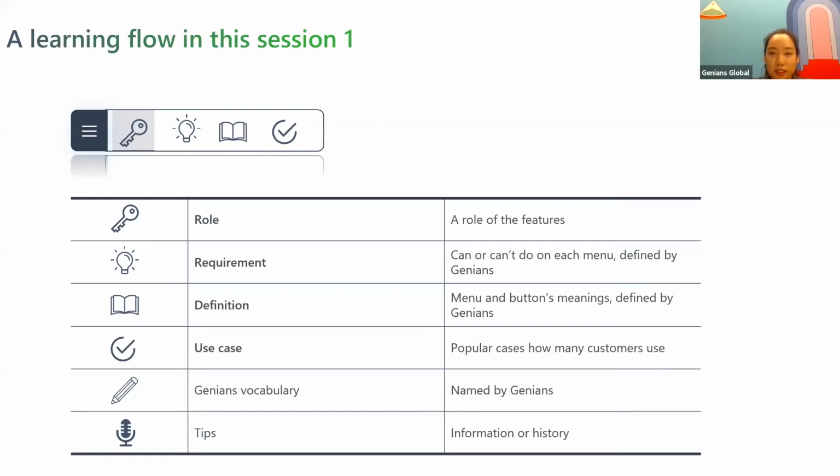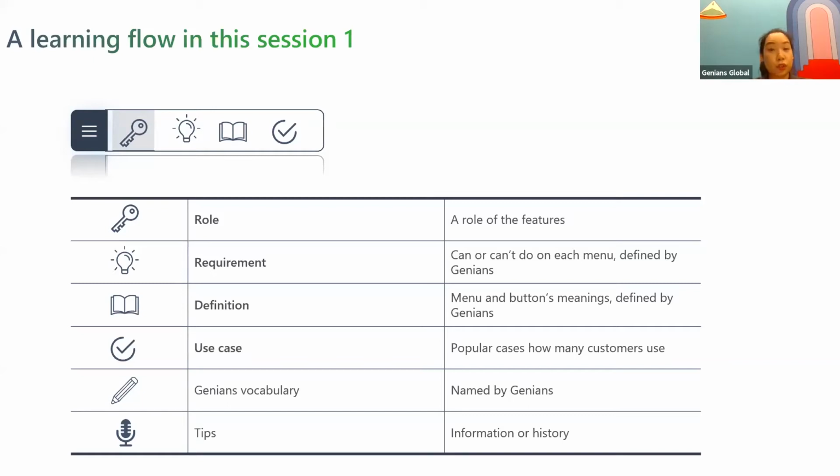Third icon is definition. So the menu button choices are defined by Genian. I'm going to explain the definitions and meaning, but I only focused on the things we must learn.